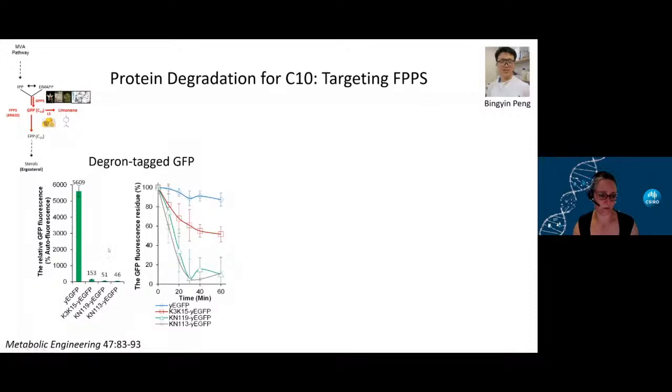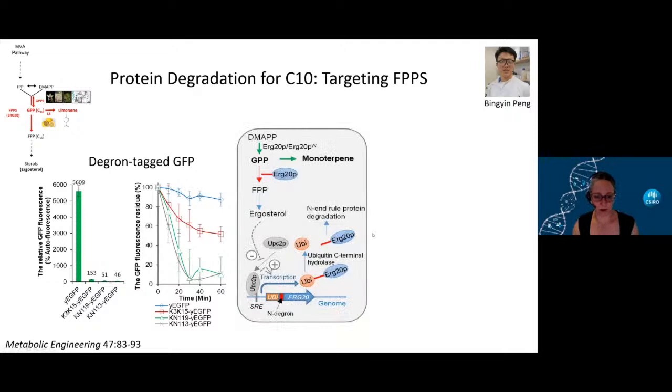And when you tag green fluorescent proteins, these are the three different degrons here, they decrease the half-life of GFP from about 60 hours to about 20 minutes in the most savage approach. And when he reconstructed yeast strains with degron-tagged farnesyl pyrophosphate synthase using the strongest degron, he didn't get anything back. It was lethal. And so what he then did was use a combinatorial approach by combining a variety of different degrons with a variety of different promoters.